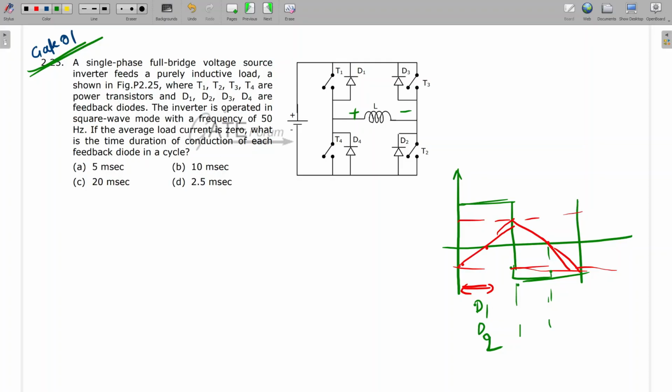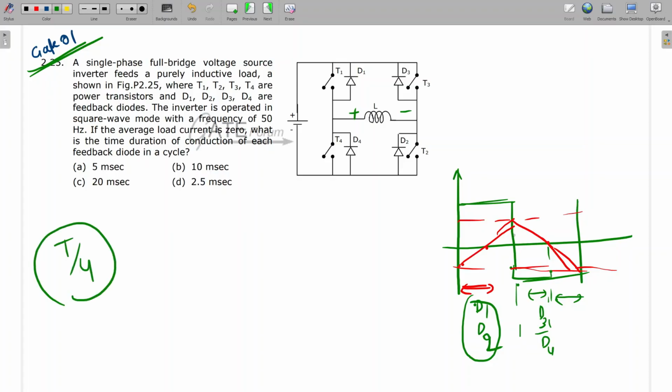If we look at each diode they are asking about, the average load current, what is the conduction time duration of each feedback diode? Since D1 D2 is conducting here, similarly here, the current is negative, so T1 T2 will conduct, and here D3 D4 will conduct. So what will be the conduction time of each diode? T by 4. One cycle is 20 milliseconds and T by 4 will be 5 milliseconds. This is the correct option. Is it clear to all?